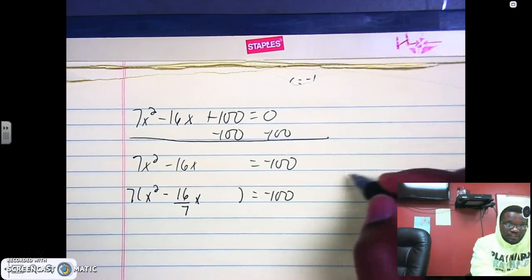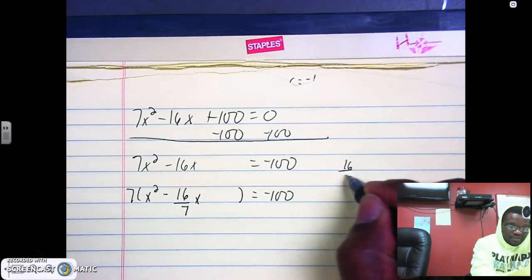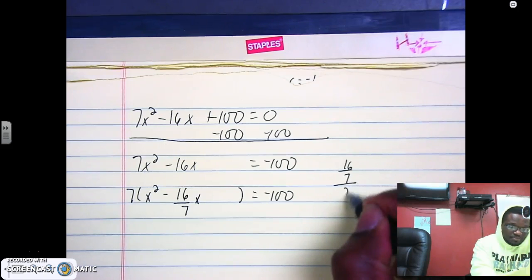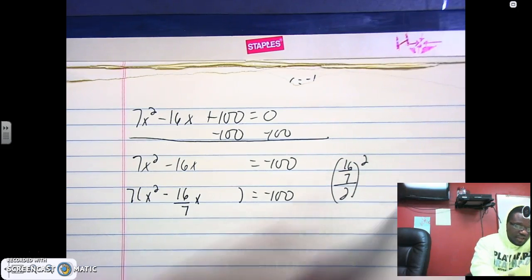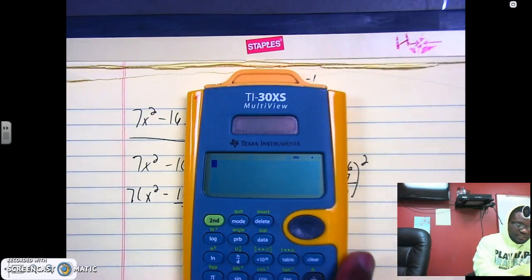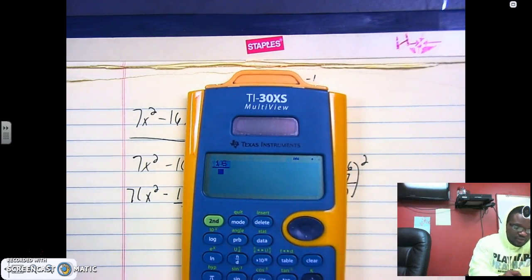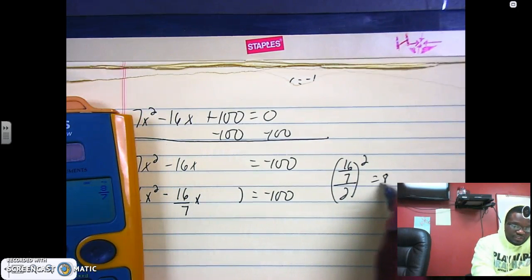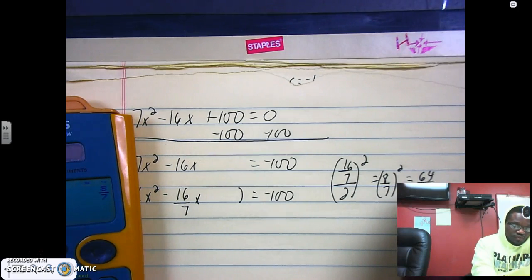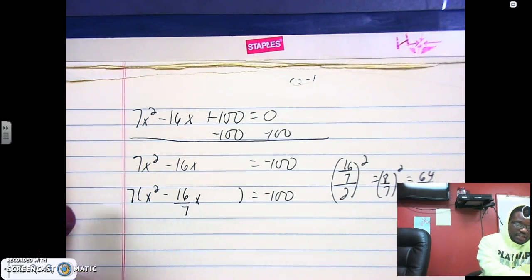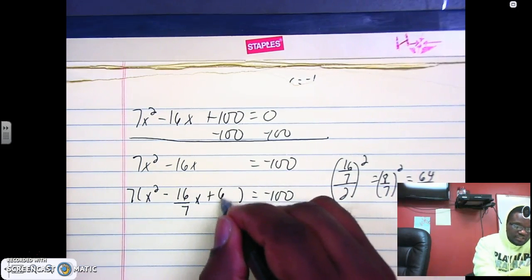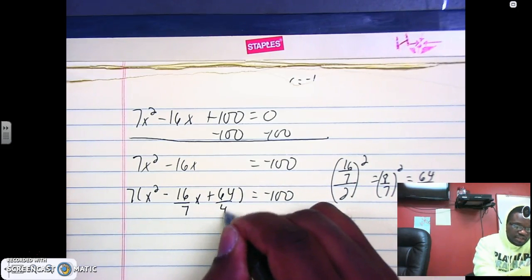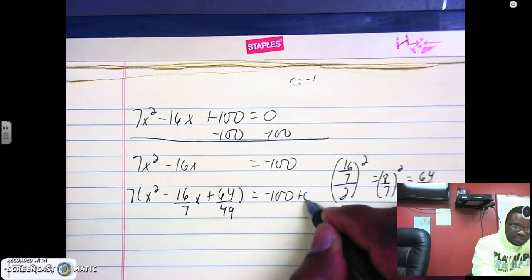Now you have to go off to the side and do 16 over 7 divided by 2, quantity squared. And I'll use my calculator for this. I'll say 16 over 7 divided by 2. And when you do that, you get 8 over 7. And when you square that, you get 64 over 49. Okay, so I'm going to add 64 over 49 to both sides.